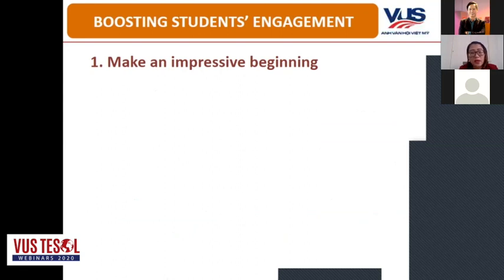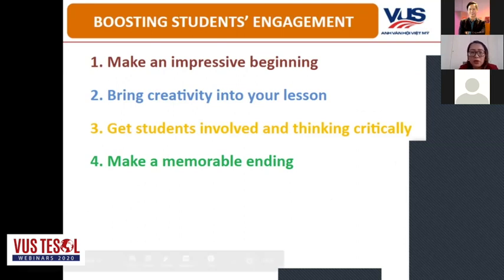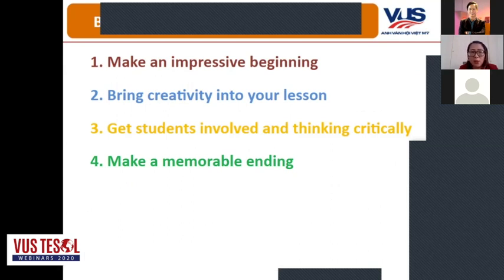First of all, this is the lesson plan structure. The teacher needs to have a very impressive beginning. They also need to bring creativity into the lesson, get students involved and think critically. And last but not least, make a memorable ending. So number 1 and number 4 are the warmer and the ending of the lesson. Number 2 and number 3 are the parts where you maintain student engagement, boosting the engagement again. So number 1, the students have some level of engagement, but how you can activate their engagement is really important. And how you can make an impressive beginning is really important.